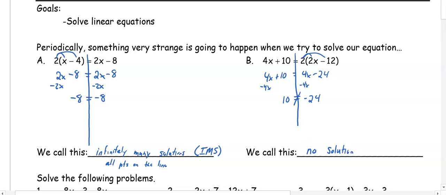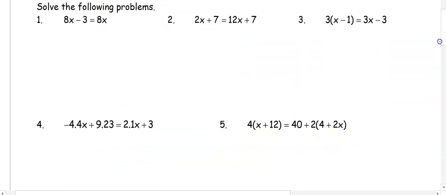So let's look at some examples again of solving, and let's be aware of our two special cases that might happen sometimes. Remember that this doesn't happen very often, but it will sometimes. So in number one, we have 8x minus 3 equals 8x. In order to solve, we're going to subtract 8x from both sides. So we get negative 3 equals 0.